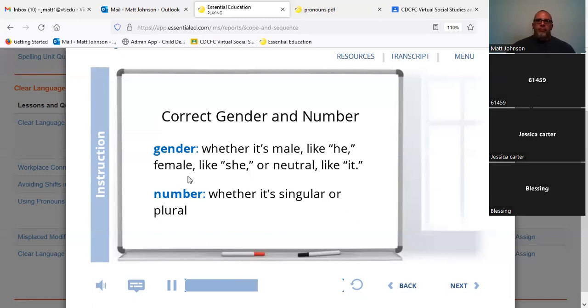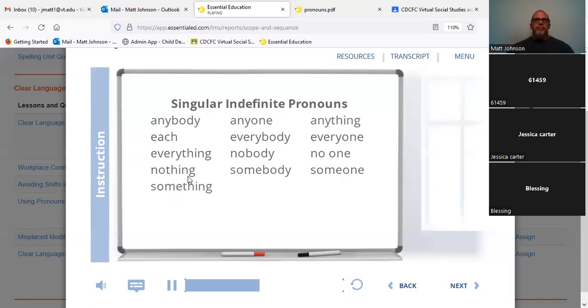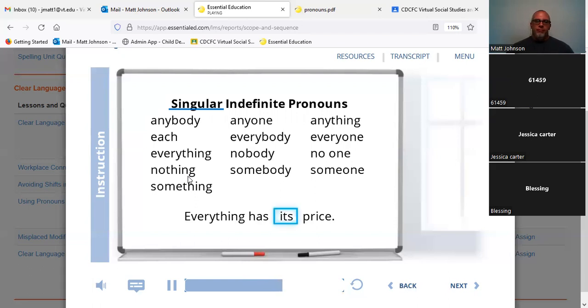Look at these words. They're called indefinite pronouns, and these ones are singular. You know how you'd say, everybody is coming, or no one is here? You use the verb is because the pronoun is singular. That means you want to use a singular pronoun to refer to it too. That's fine with a word like everything. You wouldn't say everything has their price. You'd say everything has its price.